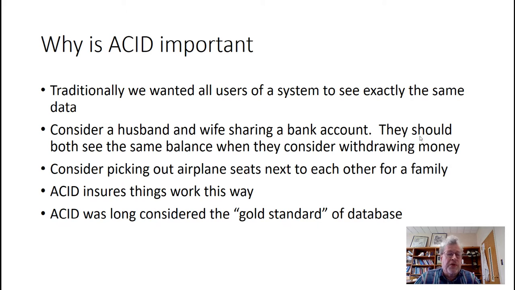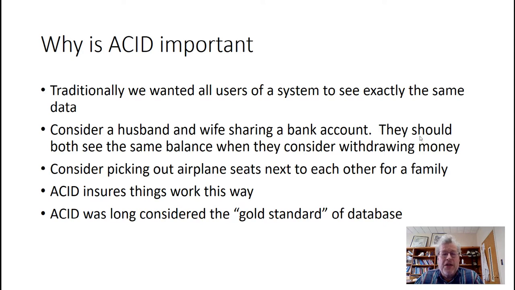Why is ACID important? Traditionally, we want all the users of a system to see exactly the same data, and we can consider some real-world examples of this. Consider a husband and wife sharing a bank account. Shouldn't they both see the same balance when they consider withdrawing money? They each walk up to an ATM machine on different sides of town, and they look at their balance to decide how much cash they should take out for some purpose. What if one's just taken some cash out, but the other one, when they look, doesn't see it? Maybe they both do an inquiry, and then they take a minute to think about how it's going to play out. And during that minute, the other person takes some money out, right?